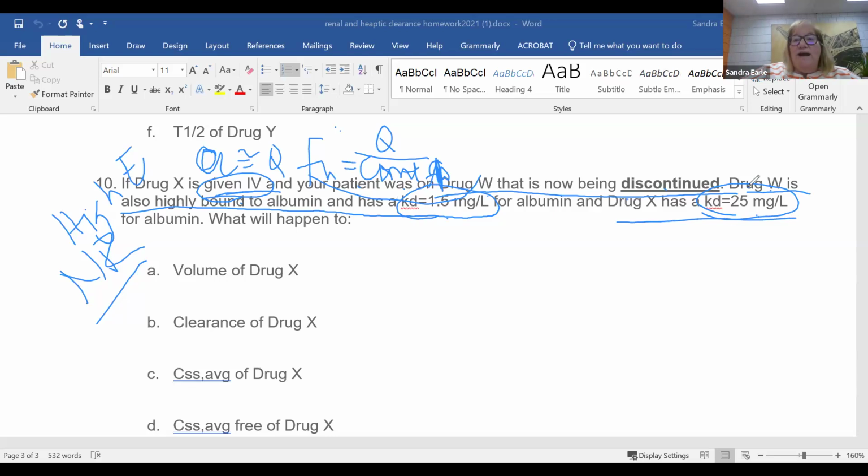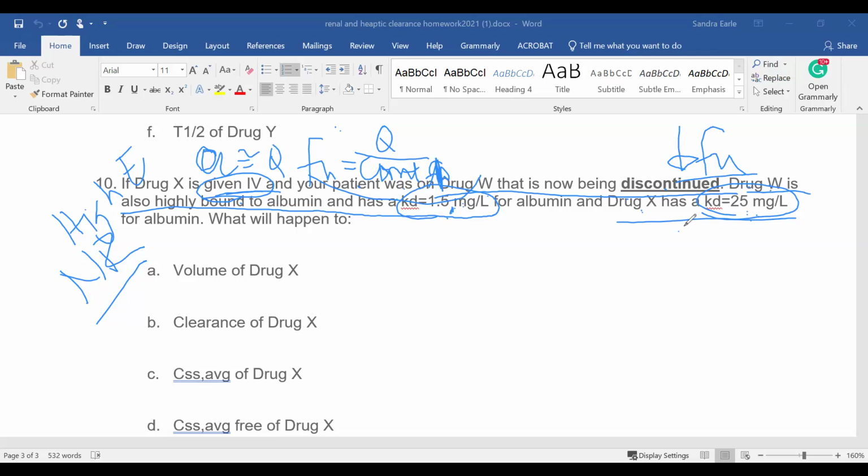It's now going to be more highly bound, isn't it? Because this high affinity drug is being discontinued, and now drug X is going to have more opportunity to be bound. So you're actually going to see a decrease in fraction unbound of drug X. Does everybody follow that?